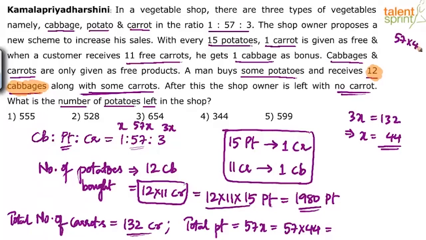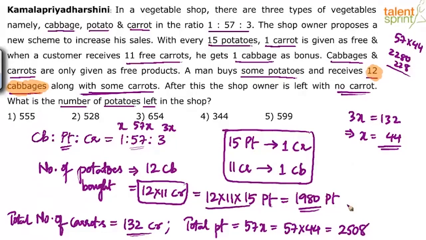57 into 44. I'm doing 57 into 40 first, and then 57 into 4. 57 into 4 is how much? 228. So 57 into 40 will be 2280, plus 228. Again, this also should be done mentally, right? You should not be putting pen on paper. So 2280 plus 200 is 2480, plus 20 is 2500, plus 8 is 2508. So this is 2508.